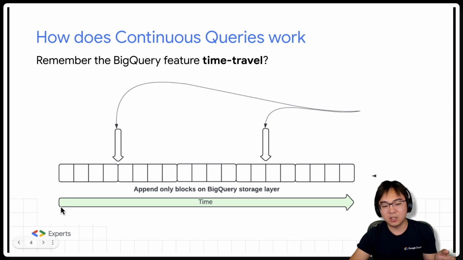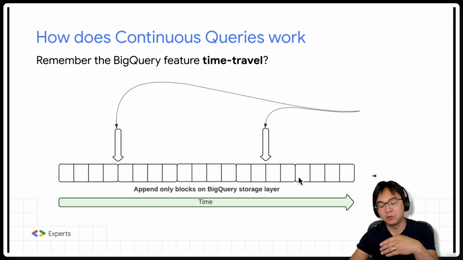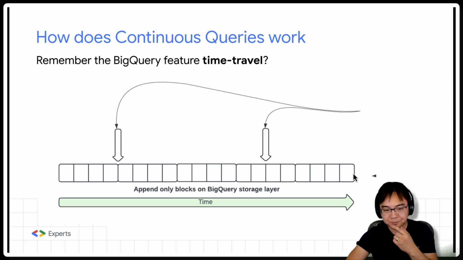And then this is time, from the left to the right. So as you start adding more data or making changes to your tables, these blocks start stacking up, and you can get more and more of these blocks.